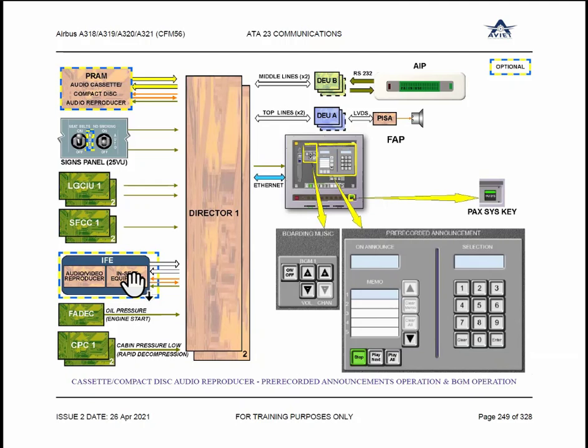Correct? In case you have an in-flight entertainment system available, you will not have a PRAM separately, so that you will save in the IFE itself. So various options may be there. You may have a cassette reproducer, audio reproducer, PRAM, IFE. They are all optional. And the route is same for the audio purpose.